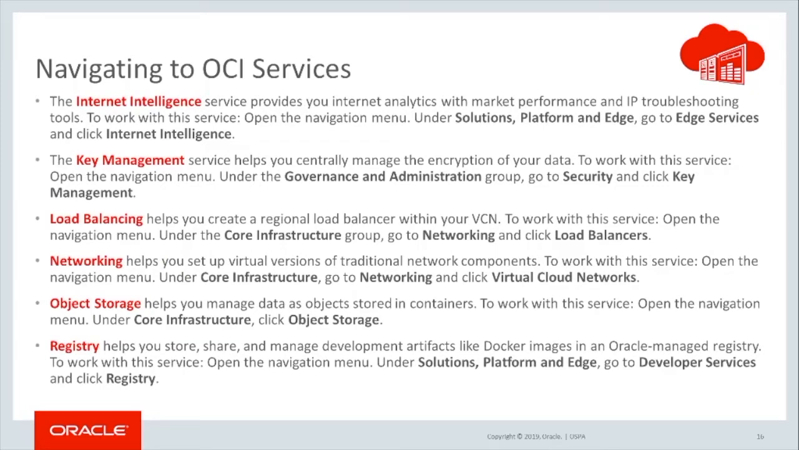Internet Intelligence, which provides you internet analytics with market performance and IP troubleshooting tools. Key Management, to help you centrally manage the encryption of your data. Load Balancing helps you create a regional load balancer within your VCN. Networking helps you set up virtual versions of traditional network components. Object Storage, which helps you manage data as objects stored in containers. And finally, Registry, which helps you store, share, and manage development artifacts like Docker images in an Oracle managed registry.